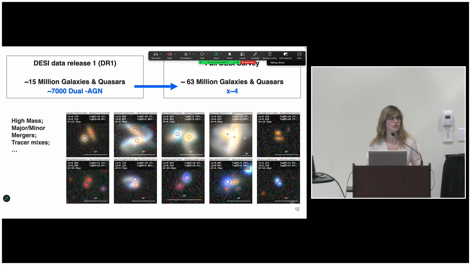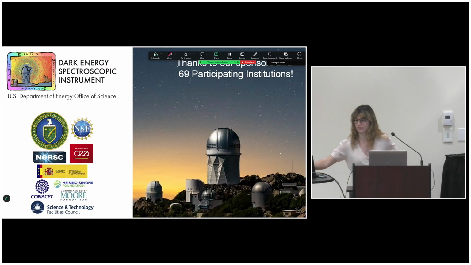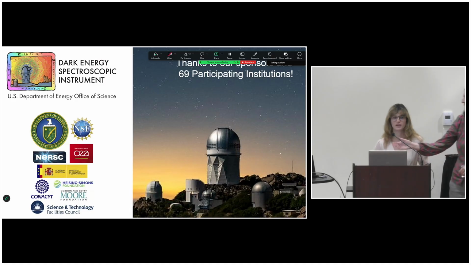And this was only in DR1, but I want to highlight that we're going to do the same thing for the full survey, which we expect to be more than 4 times larger. I'm going to leave you with these pretty images of some of the duals that we found. Thank you. Oh, sorry, one last thing. The title of the talk is the same as the title of the paper that will be out in a few weeks, so please stay on the lookout for that. I encourage you to see that.